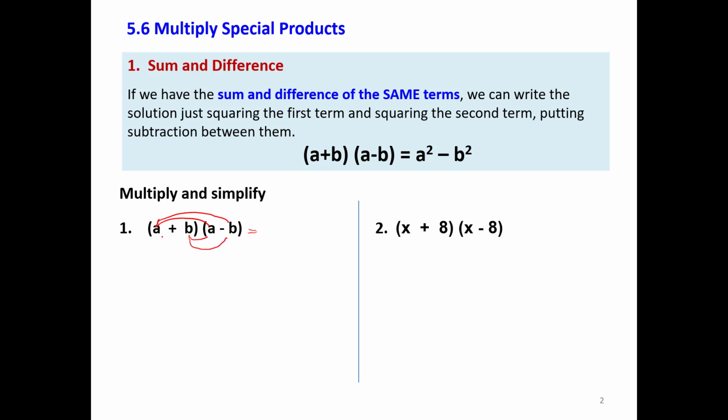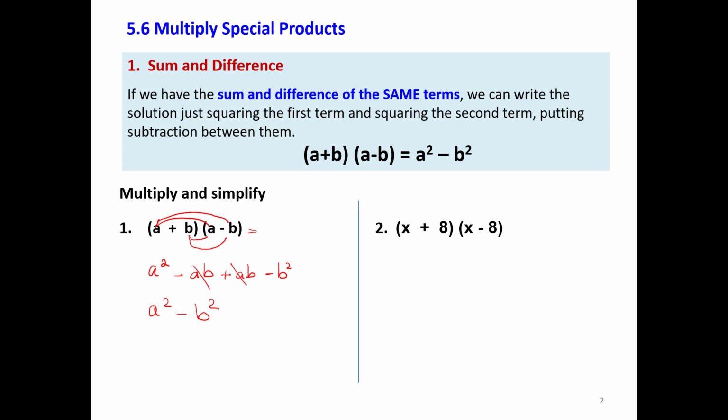We can say this equals a times a is a squared. A times minus b is minus ab. A times b equals positive ab. And positive b times negative b is negative b squared. Now we need to combine terms. In the middle terms we have minus ab plus ab, and these cancel out because they are opposites. So we have minus b squared.